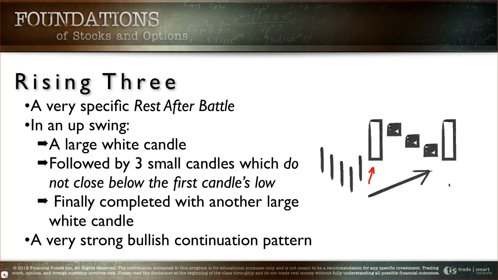You've got a large white candle on either side, and in the middle, you've got 3 little small spinning tops that do not close below the first day's candle. So none of these spinning tops can close below the first day. Now, I've seen many of these where the shadow went down, but the formation didn't close, and they still worked out just fine. I'm telling you what, this is one of the strongest continuation patterns you're going to find.